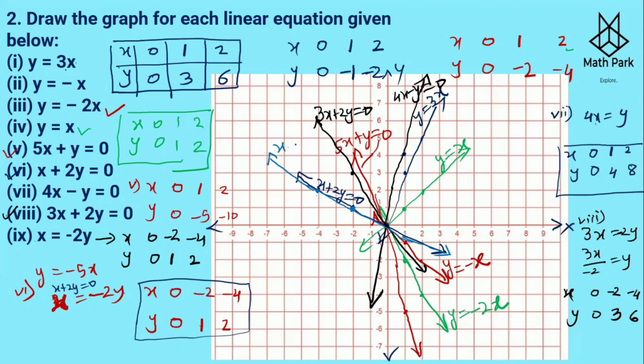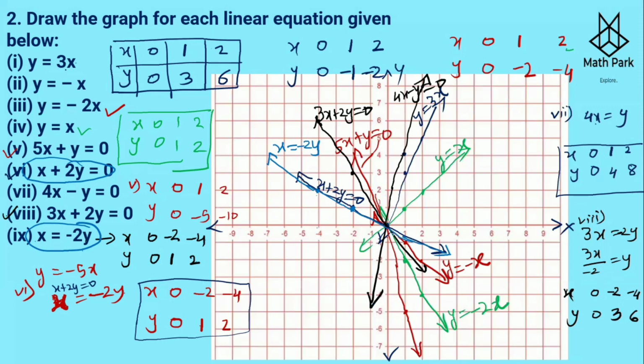and x is equal to minus 2y. These are the two same lines. So it was x plus 2y is equal to 0 and x is equal to minus 2y. These two lines are the same lines. They are overlapping. Okay. So thus we have done with question number 2.